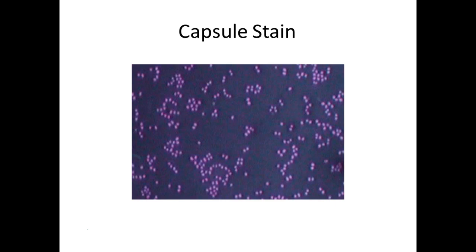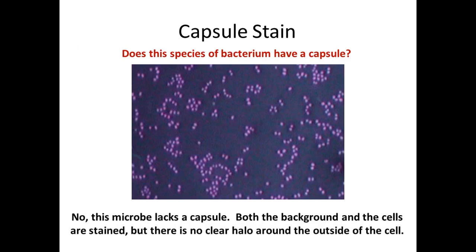This is another cocci, but this one does form a capsule, but these cells are so small, sometimes it's really hard to see the halos around them. Maybe we'll get a good slide today. For Klebsiella pneumoniae, y'all, you won't miss the capsule. It's huge, right? And then your yeasts are really large too, because they're eukaryotic and they have a nice big capsule. So this species of bacteria does not have a capsule.